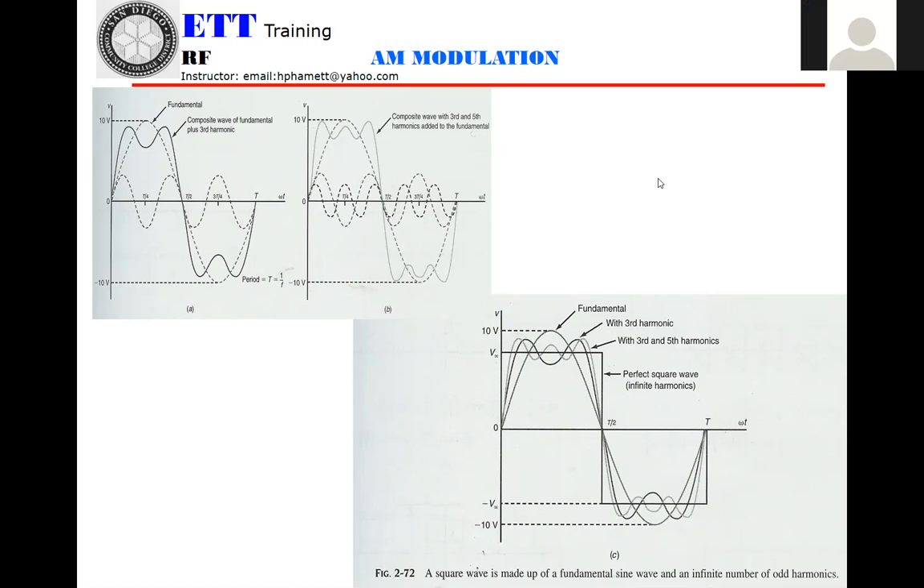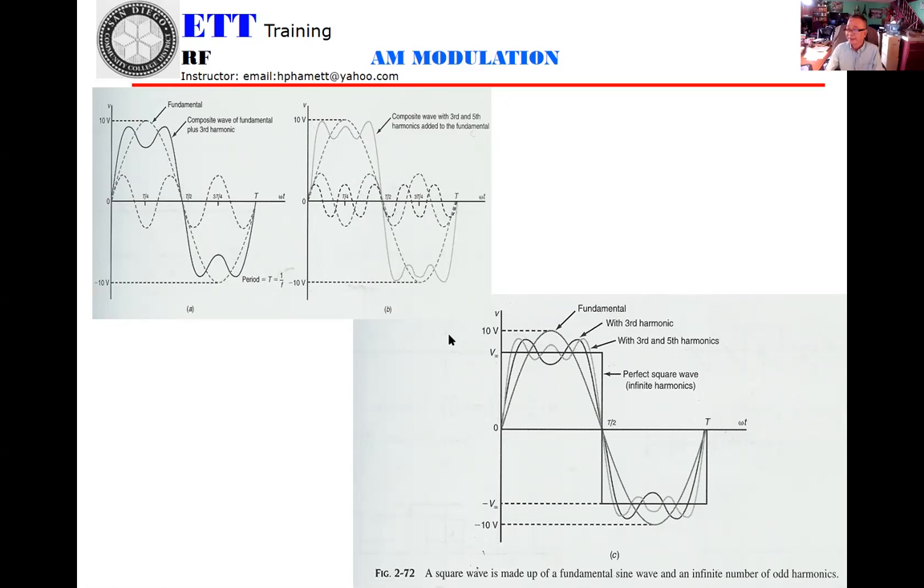Which one? 3K. 3 kilohertz. I'm not talking about second. We're not using second. Third harmonic means 3 kilohertz. Fifth harmonic, 5 kilohertz. Seventh harmonic will be 7 kilohertz.